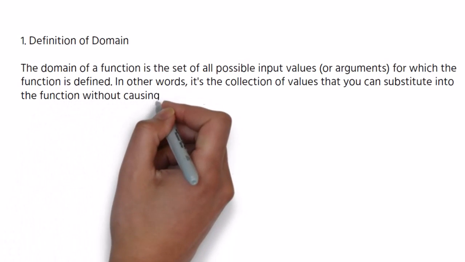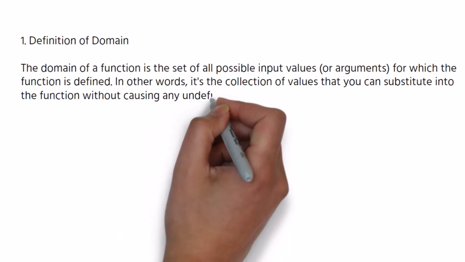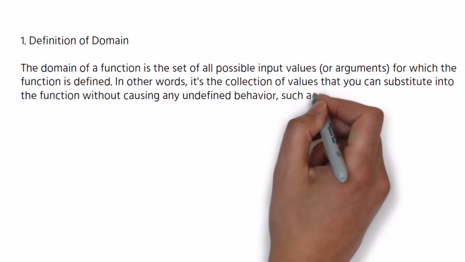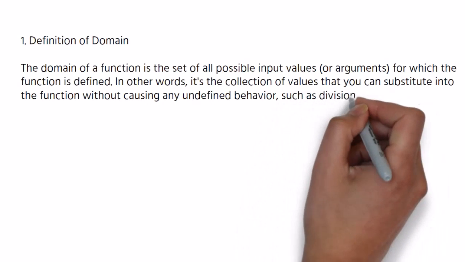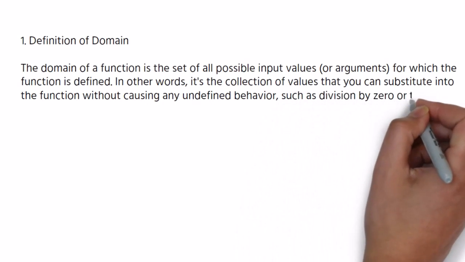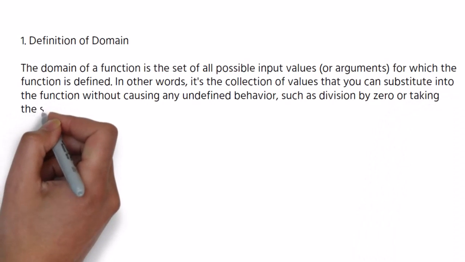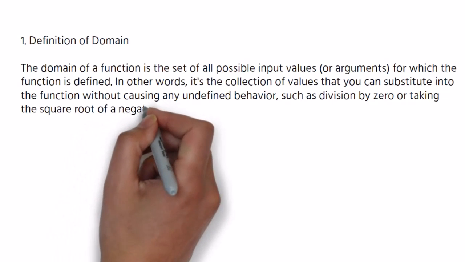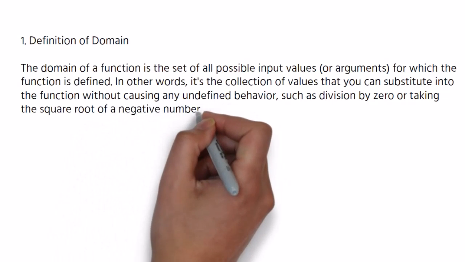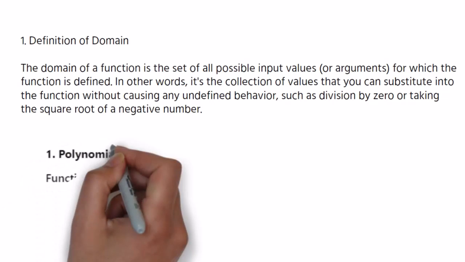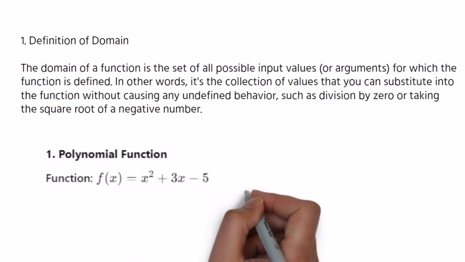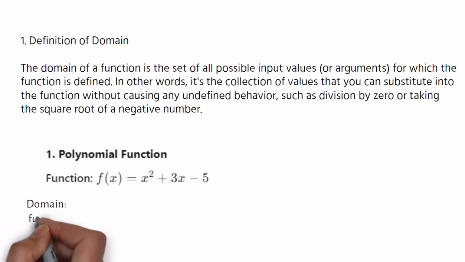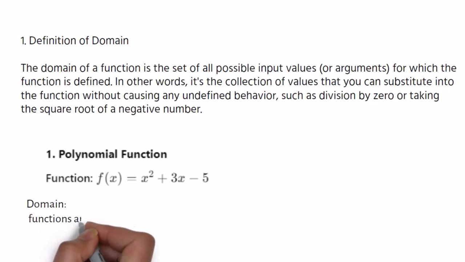without causing any undefined behavior. What is undefined behavior? It is division by 0, which gives us infinity, or taking the square root of a negative number, which is not allowed. So these are undefined behaviors. Let's take some examples. Polynomial function x square plus 3x minus 5.